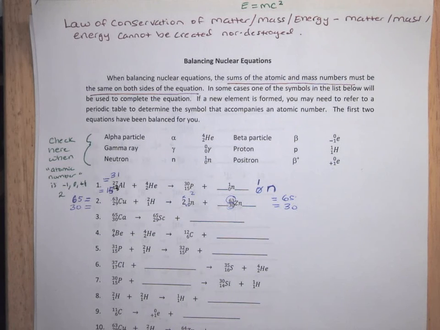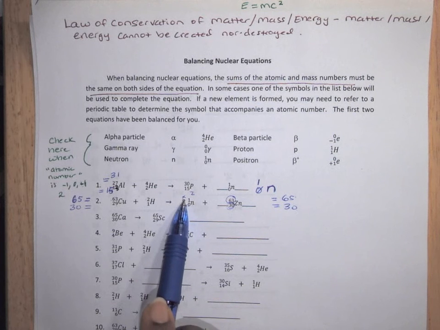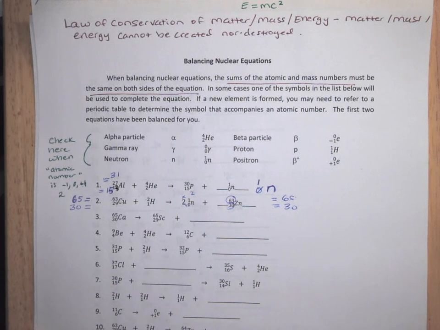All right, I hope you found this video helpful. Don't forget to use these particles. Don't forget when you have a coefficient in front that you have to distribute that to the mass and atomic number of that species when you're trying to figure out how much of the mass and atomic number you have on either side, whether it's the complete side or the side you're looking for to fill in the blank.